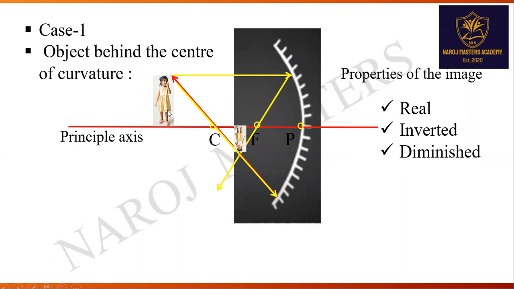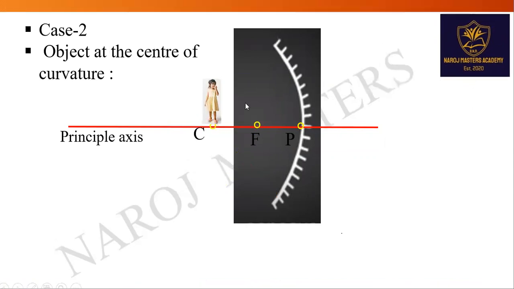Now look at here. If you change the position of the object, if you move it a little bit towards the mirror, where will we get the image of that object? If you move the object towards the mirror, our image moves away from the mirror. Now look at case 2. I have moved the object from here to here, so now the object is placed at the center of curvature. So this is our case 2.